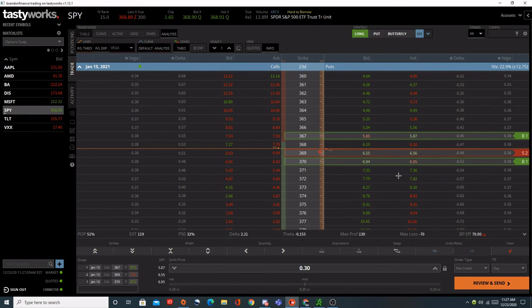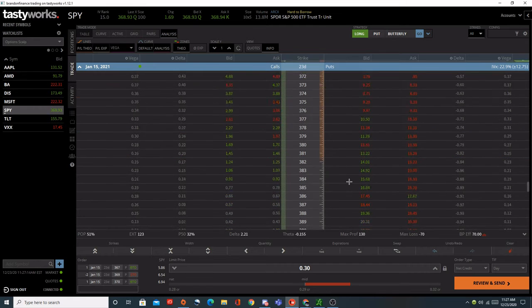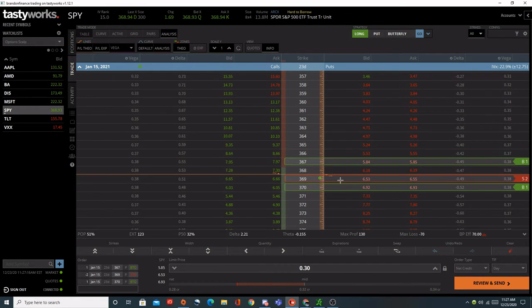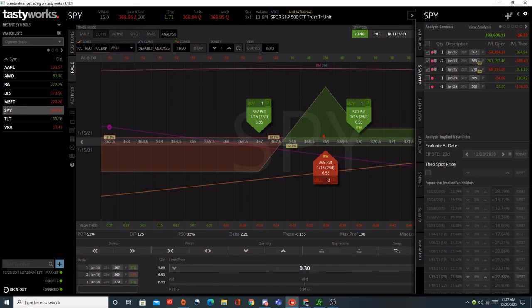So this trade is a more aggressive one, so it has unlimited upside potential, as in no upside risk. The stock can go to 400 and you're going to make $30. The stock can go to 369 or a little below and a little above, and you're going to make even more, between 100 and 130. And the stock can close below 367 and you'll lose 70. I'll show you right here. Let me just make sure it's correct.